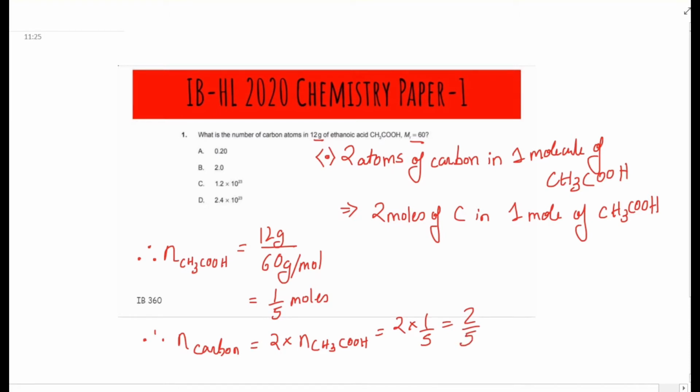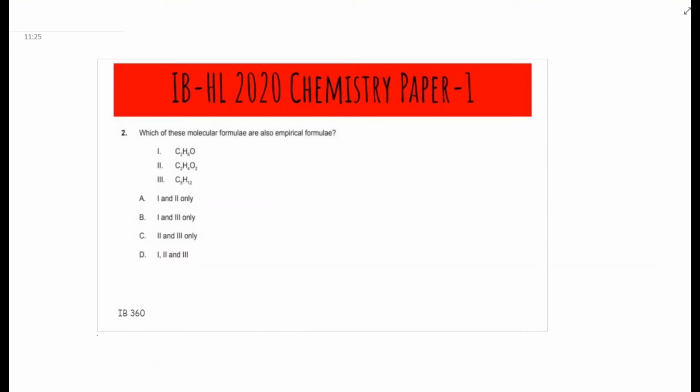So finally, when we are calculating the number of atoms, it would just be the moles of carbon times the Avogadro number. So it's 2 by 5 times 6.022 into 10 to the power 23. It would approximately come out as 2.4 times 10 to the power 23. So in the first question, our answer is option D. Now let's move on to the second question.